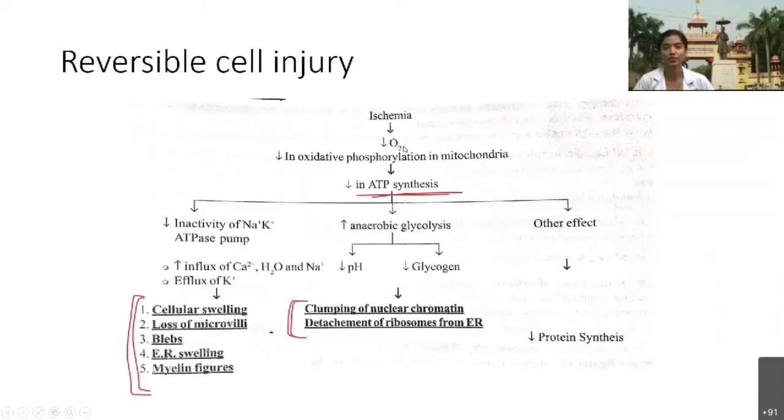So to summarize reversible injury, if there is ischemia, there will be decreased oxygen supply. This will lead to decreased oxidative phosphorylation and decreased ATP synthesis, which will lead to inactivity of the sodium potassium pump. Because of this, there will be influx of calcium and water, and so this will lead to cell swelling, loss of microvilli, blebs, endoplasmic reticulum changes, and myelin figures. What are the other aspects? There will be an increased amount of anaerobic glycolysis, which will lead to accumulation of lactic acid. So there will be clumping of nuclear chromatin and detachment of ribosomes from the endoplasmic reticulum, and the other effect is decreased protein synthesis.